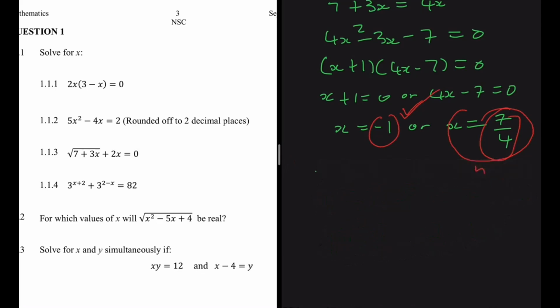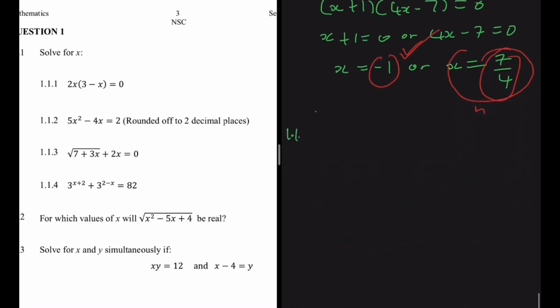And then let's move forward. Let's do 1.1.4. So 1.1.4, it is saying to us we have 3 to the power x plus 2 plus 3 to the 2 minus x being equal to 82.